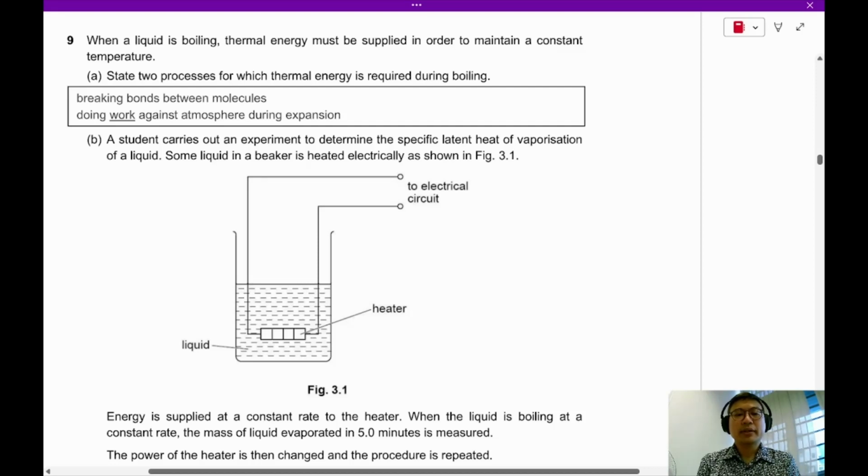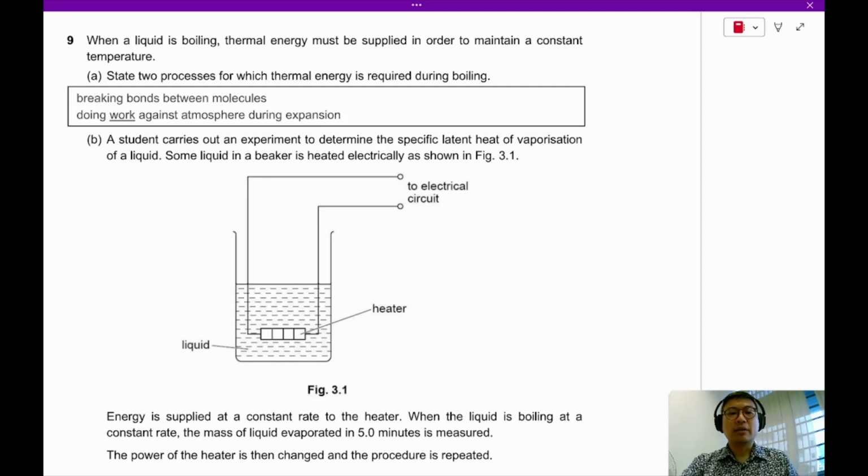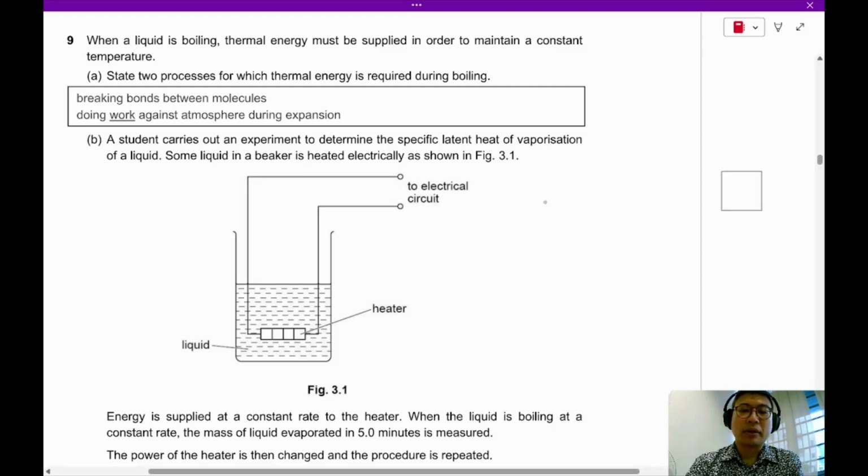Hello, ladies and gentlemen. Let's take a look at question 9. When a liquid is boiling, thermal energy must be supplied to maintain a constant temperature. How come? Now, when a liquid is boiling, two things happen, right?